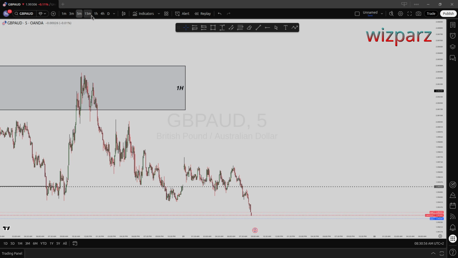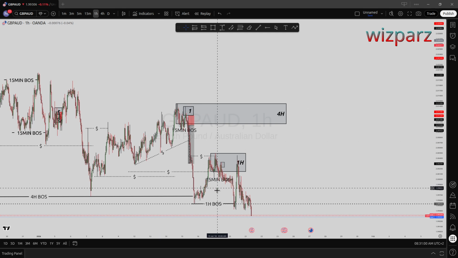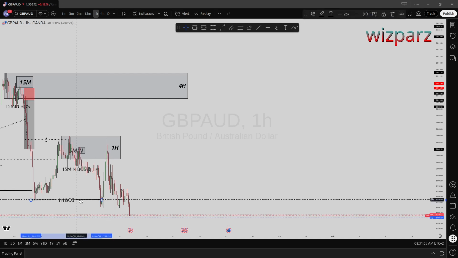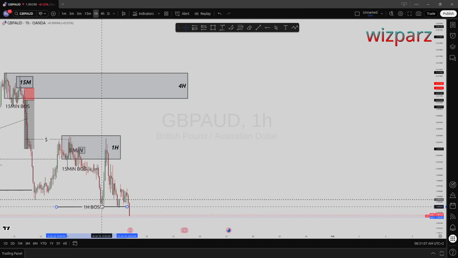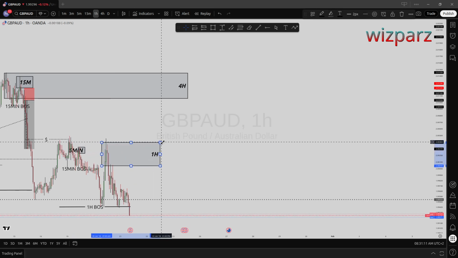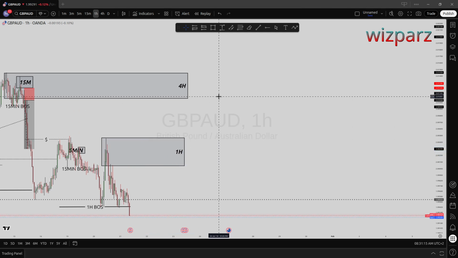GBPAUD is still in a downtrend. You can see price is making lower low, lower high, lower low, lower high, and this is the last high that made the break of structure to the downside.